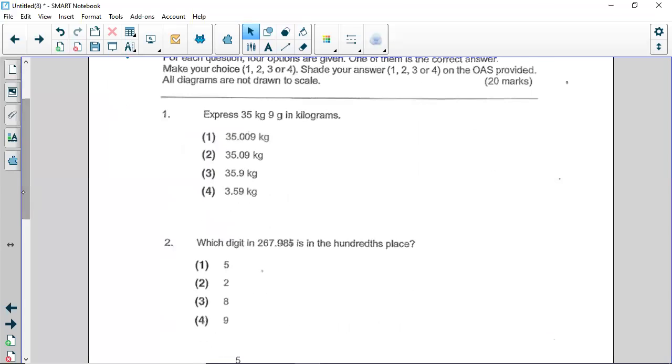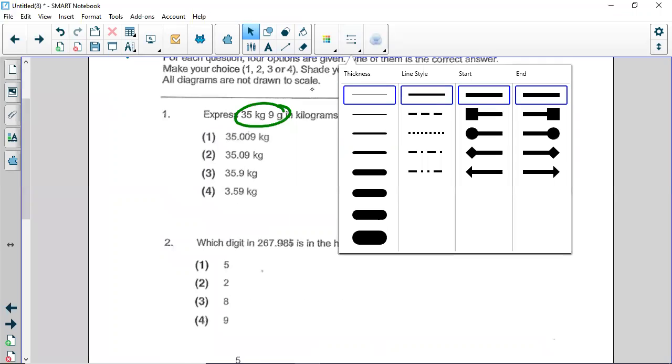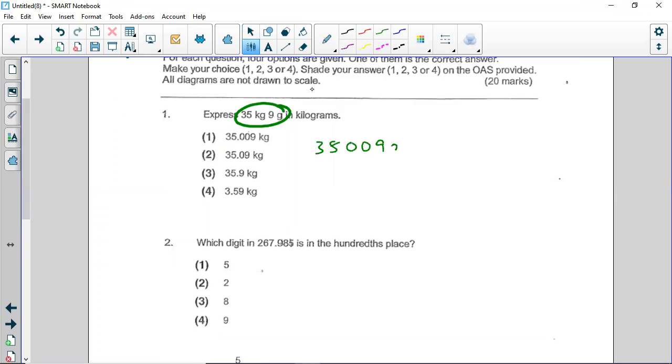So let's look at question 1. How do you express 35 kilograms and 9 grams in kilograms? You have to change the whole thing into grams, which will be 35,009 grams. And how to change into kilograms? To change from a small unit to a big unit, you have to divide by 1,000. Why do you divide by 1,000? Because 1 kilogram is 1,000 grams.